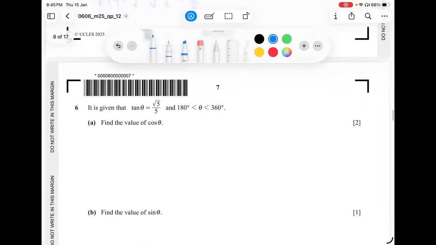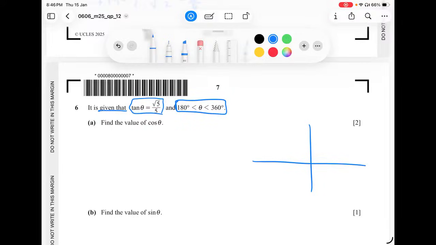So now let's move on to question 6. This is going to be a little simple because trigonometry, mostly since it involves decimal places, in a non-calculator paper it should be simple. So here it is given that tan theta is equal to root 5 over 5, and the range of theta is within this. As per the four quadrant rule, this should be in either the third or the fourth quadrant.